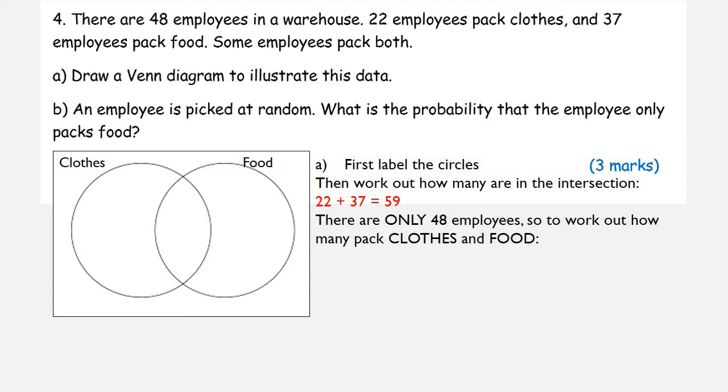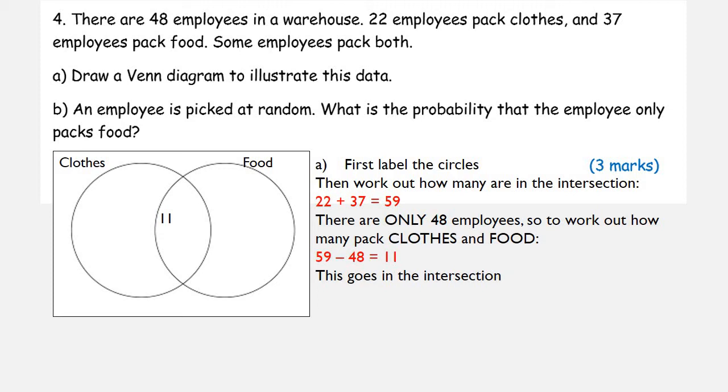So to work out how many should be in the intersection, you take 48 away from 59, and that gives us the overlap. That gives us the number that pack both clothes and food, and that goes in the intersection. Then we need to work out how many pack only clothes.